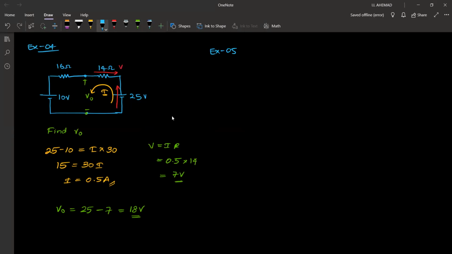Tahama, example 5. Under Kirchhoff law, try question number 6. Okay, so this is in your base book. Under Kirchhoff, question 6.